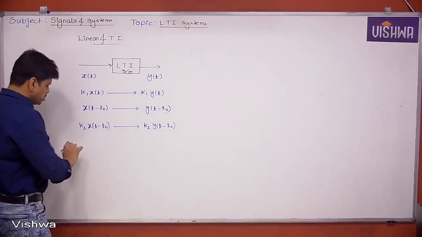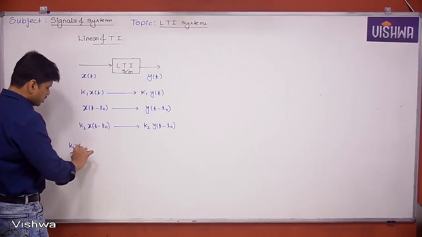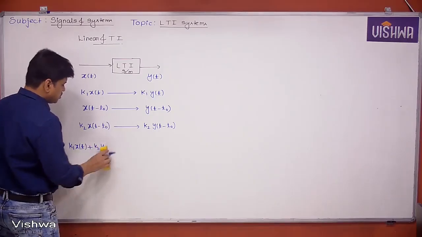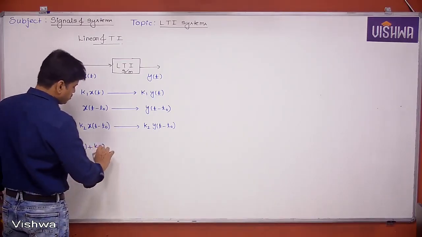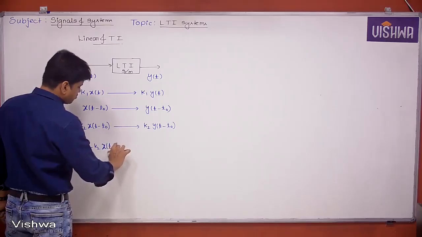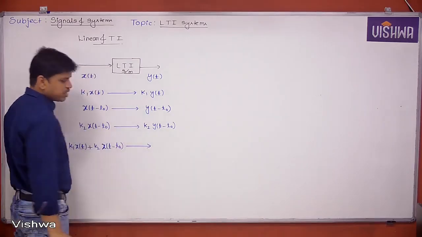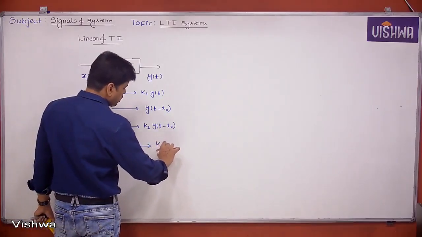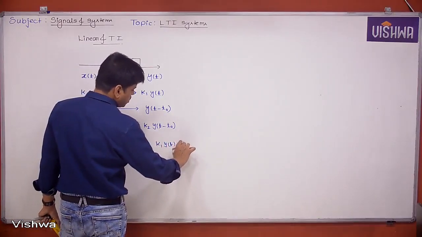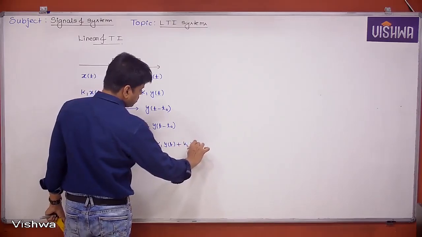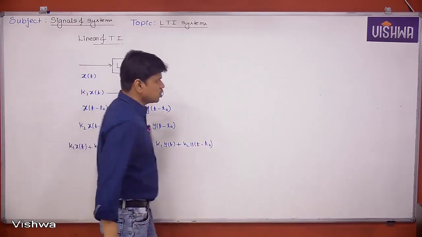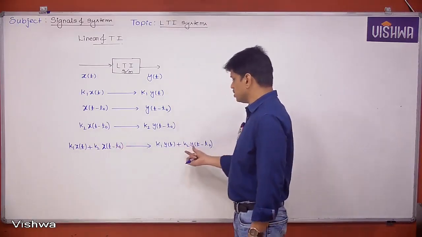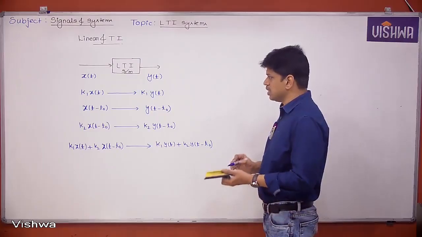Next, suppose I take k1 x of t plus k2 x of t minus t naught as the input, then what is the corresponding output we can get, which is nothing but k1 y of t plus k2 y of t minus t naught. So remember, for an LTI system, if this kind of input is given, then we are going to get this kind of output. So that's what the LTI system is.